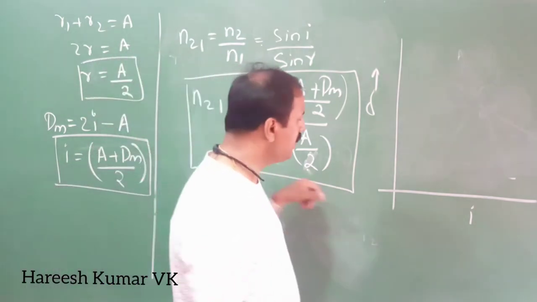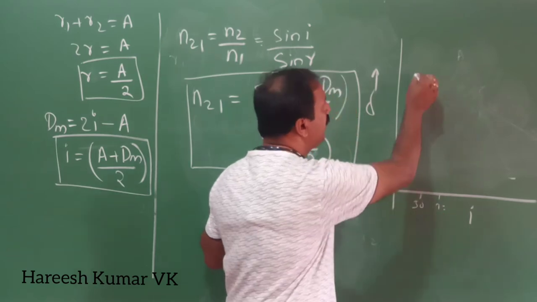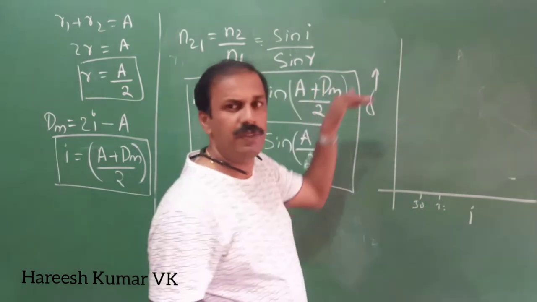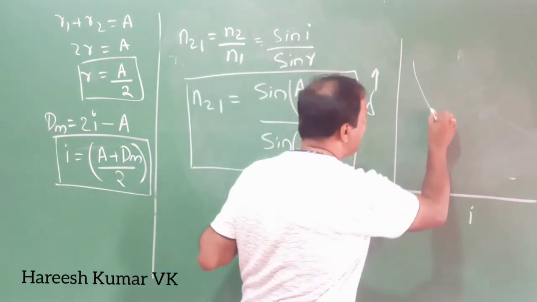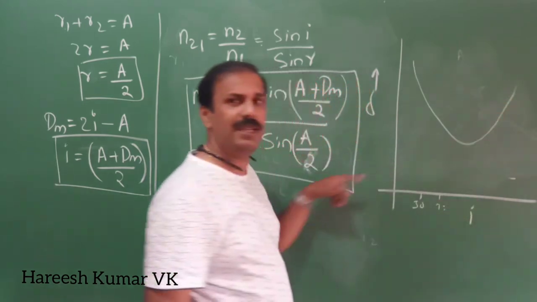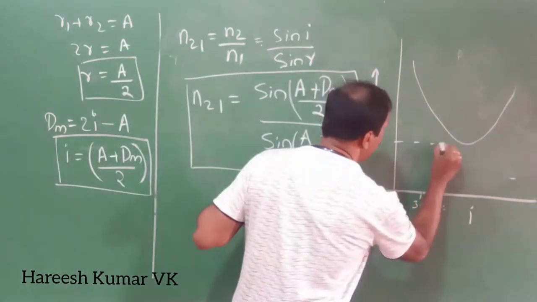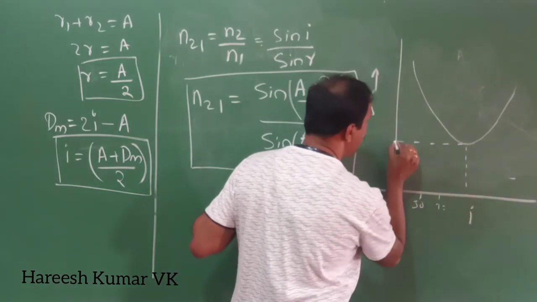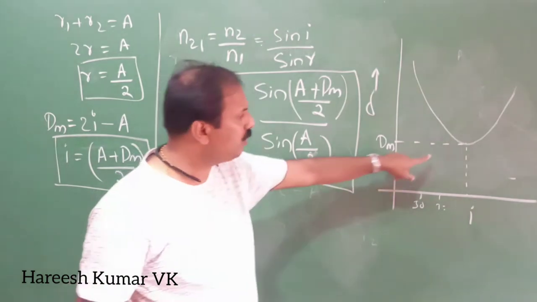Now already I told you there is something called minimum deviation. So when the angle of incidence is something like 30, 35 and all, you will get a particular angle of deviation. Then this angle of deviation will reduce. It will reduce like this and it will come to a minimum value, then again it will go up. So you will get a graph like this. So this point, corresponding to this angle of incidence, you will get dm. So this point is called dm.